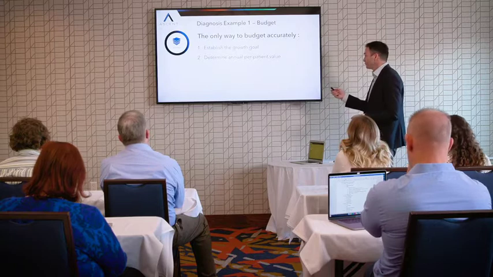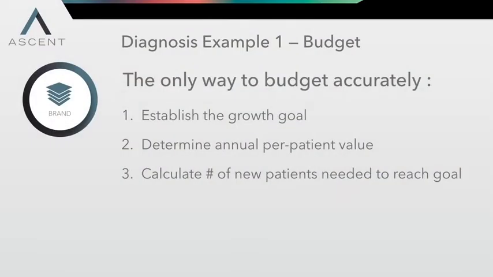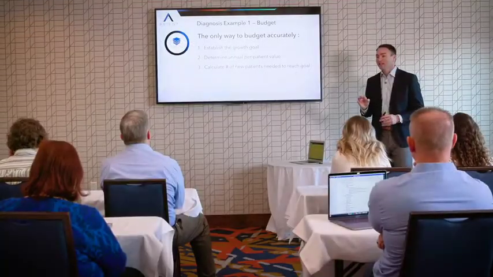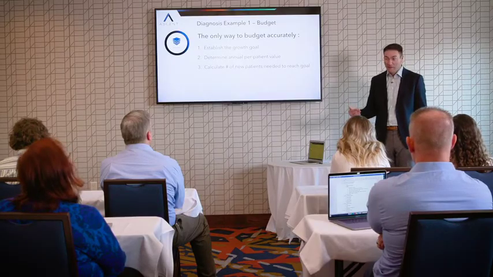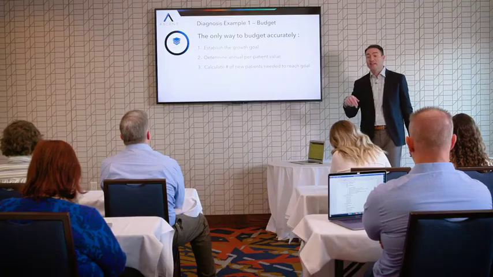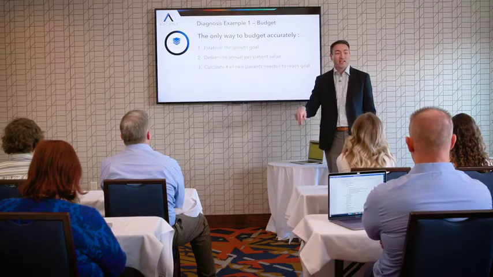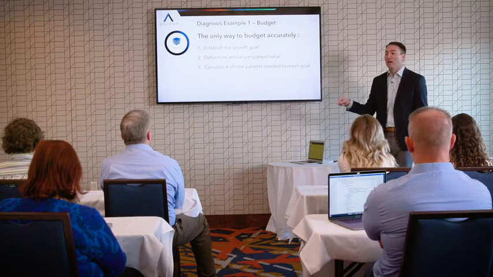Once you know your per patient value, the next thing you need to do is calculate how many patients you're going to need in order to hit your goal. So if you need $100,000 worth of growth, that's your goal, and your patients are worth $500 each, if you divide $100,000 by 500, that will give you the number of patients you need to reach your goal. You can divide that number by 12, and that'll tell you how many patients you need to add per month in addition to what you're already getting in order to hit your goal of $100,000.